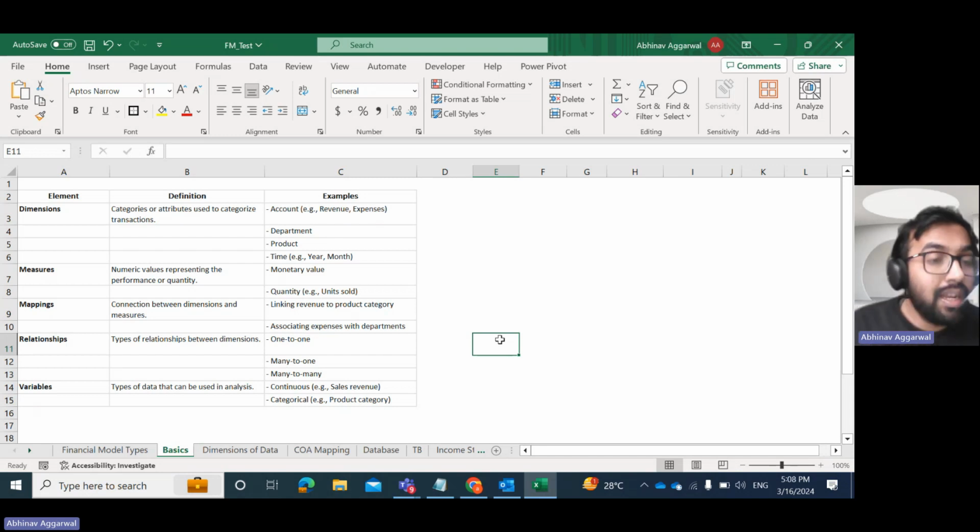Okay. Now, the last concept I would want you to understand is variables. There are two types of variables that I would want you to keep in mind. One is continuous variables. Continuous variables are nothing but your numerical values, for example, revenue. Then there are categorical variables: product categories, regions, gender, all of them fall under categorical variables.